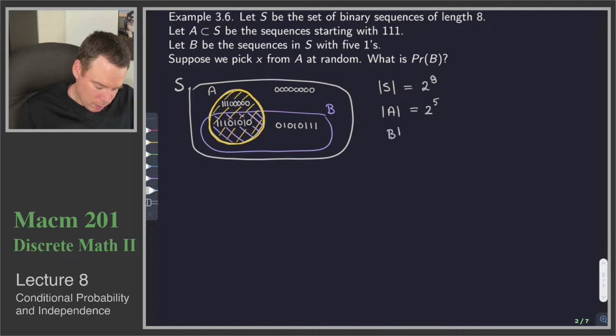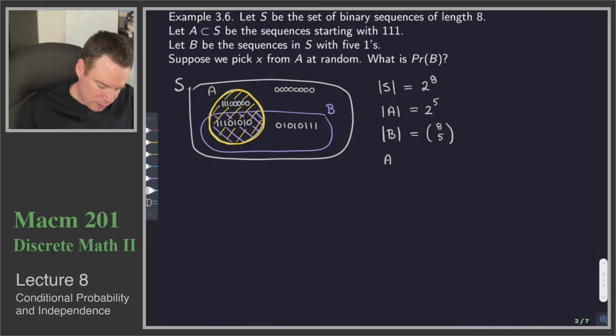What about B? B consists of those strings of length 8 with exactly 5 ones. So we know what those are. Of the 8 choices, pick 5 of them to be the 1s. The rest can be the 0s, and so that's the size of B.